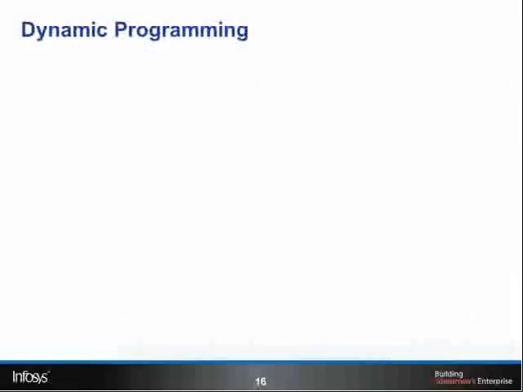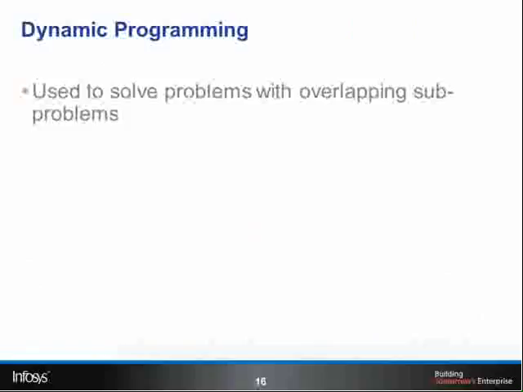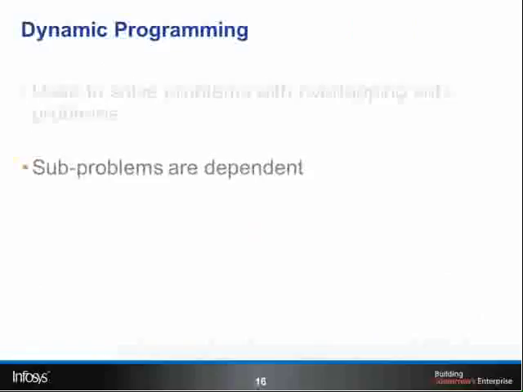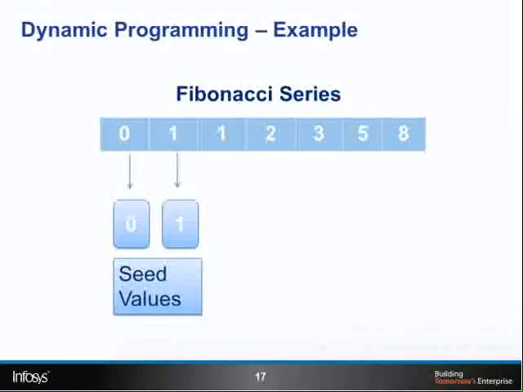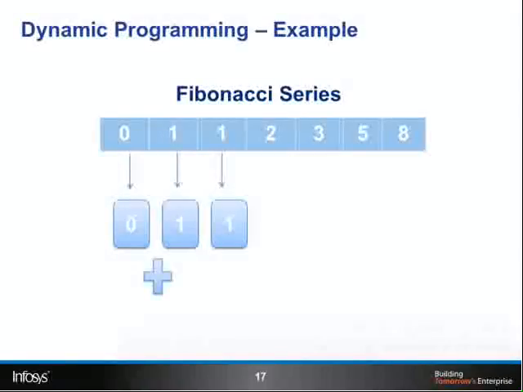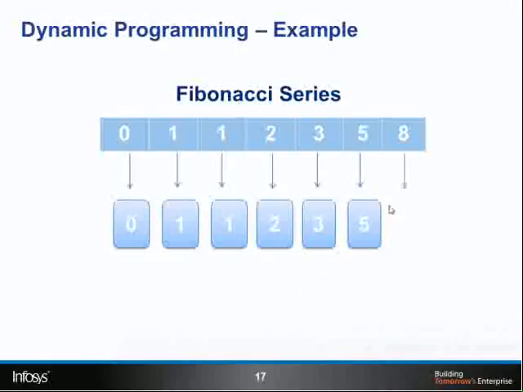Dynamic programming is a design technique which is used to solve problems with overlapping subproblems. The subproblems here are dependent on each other. For example, consider this Fibonacci series. Here, the first two elements are seed values. To obtain the third element, we must perform the addition on the seed elements. Similarly, to obtain the fourth element, we must add the preceding two elements, that is, the second and the third element, and so on. Thus, each step here is dependent on values obtained in the previous two steps.